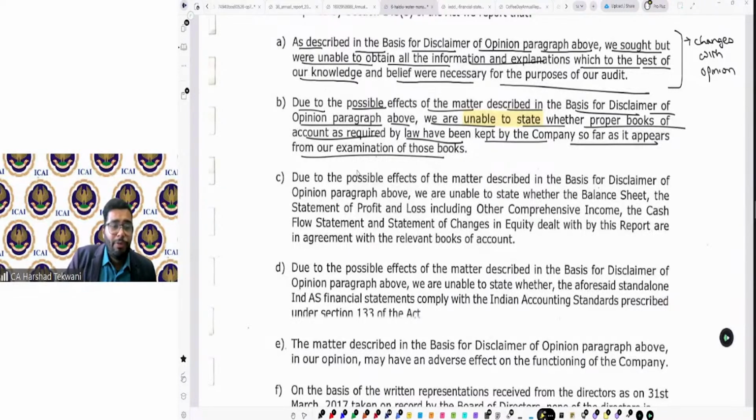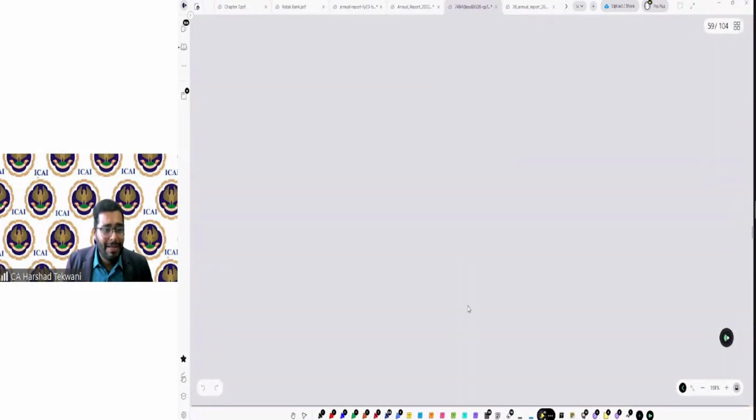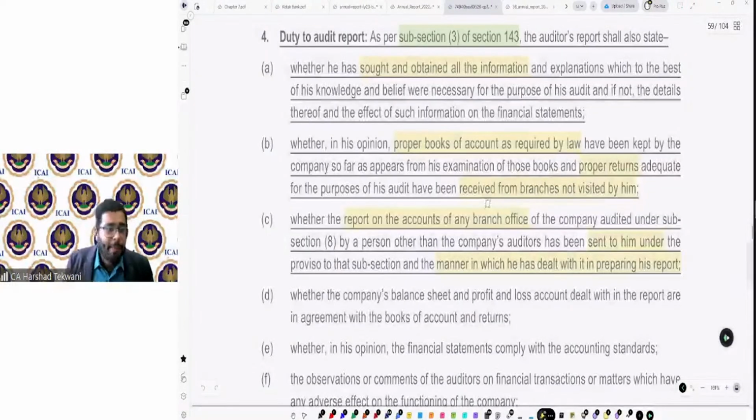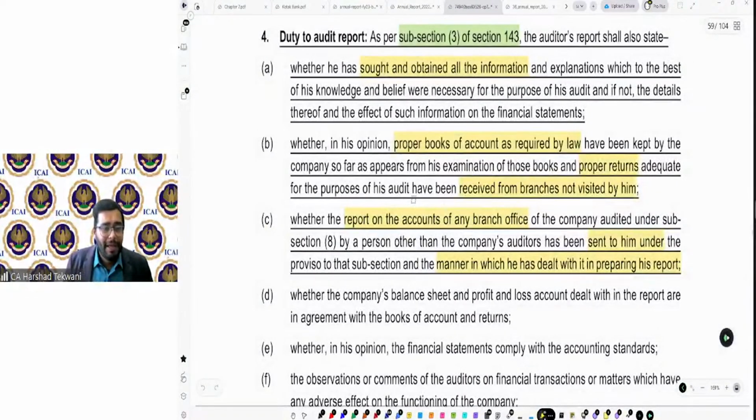So they are providing a reference to the basis of disclaimer of opinion paragraph. The reason is that the requirement says that if proper books of accounts have not been kept, then the auditor is required to provide the details. So they are providing the details in the basis of opinion paragraph. Clear? Any doubt?